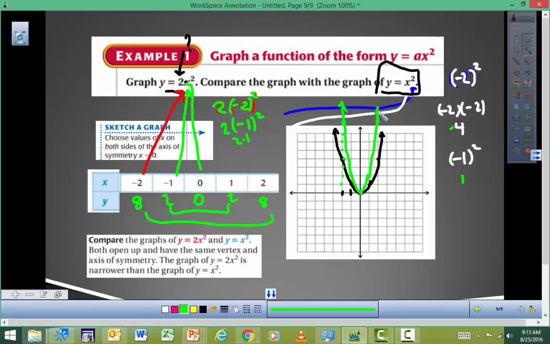So we discovered in a sense what the 2 causes. If there's a 2 out in front there, it causes the graph to get steeper. That makes sense? And what we call that is a compression. The graph starts out like this and then it's compressed. Like when you compress something, you compress it this way. We call it a compression.